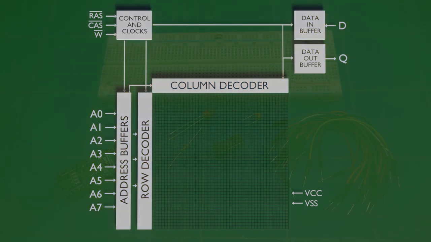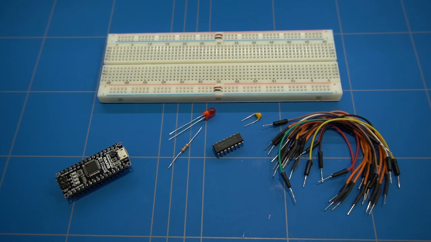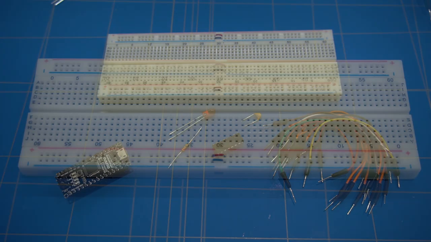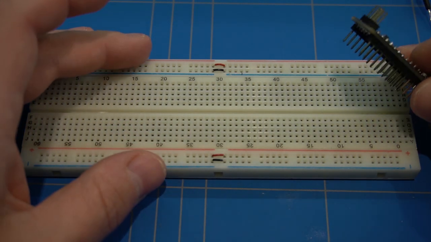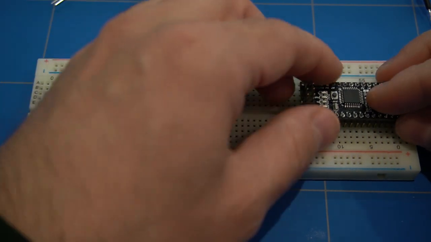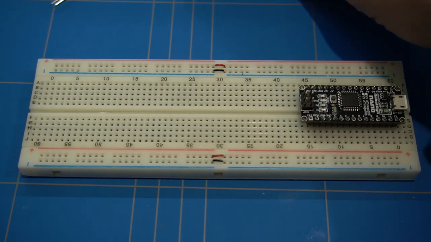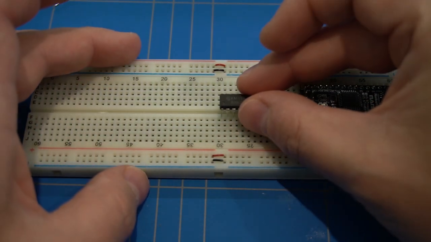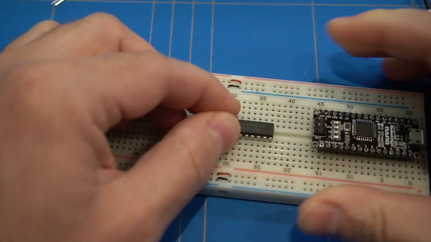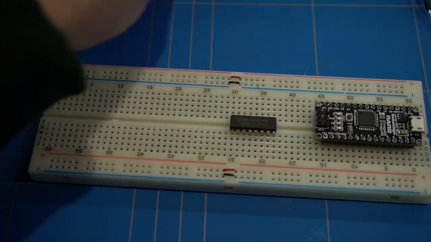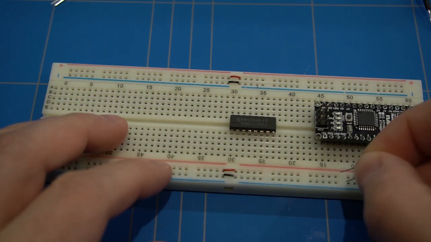To build our DRAM tester, we will be using a breadboard, Arduino Nano, 100 nanofarad bypass capacitor, an LED with 220 ohm current limiting resistor, not to forget the DRAM chip, and some jumper wires. First, we are going to insert the Arduino Nano in the breadboard. Then the 4164 DRAM chip. And now the bypass capacitor.